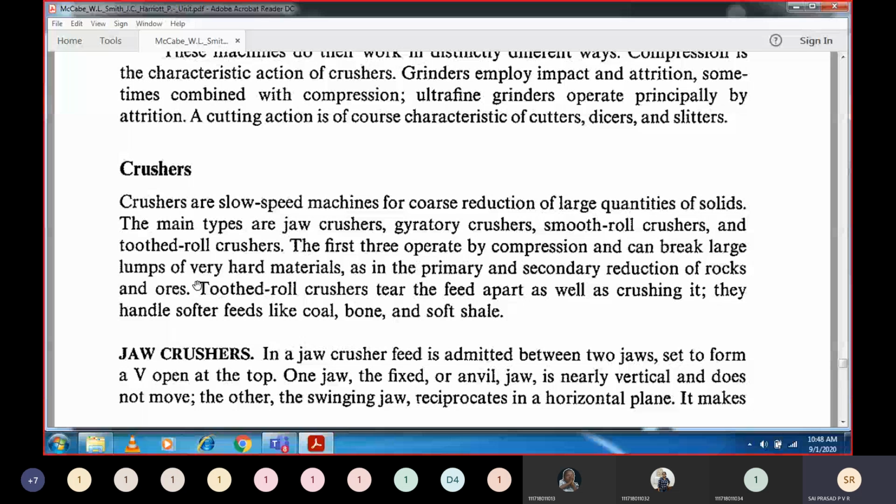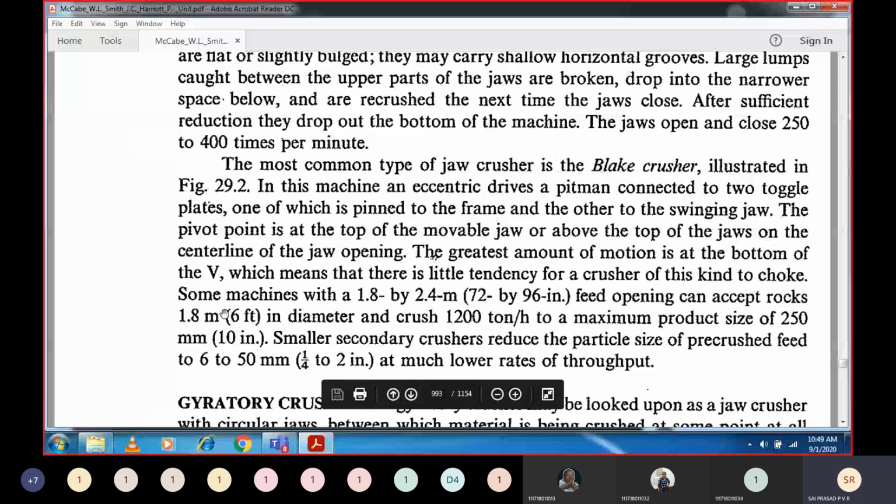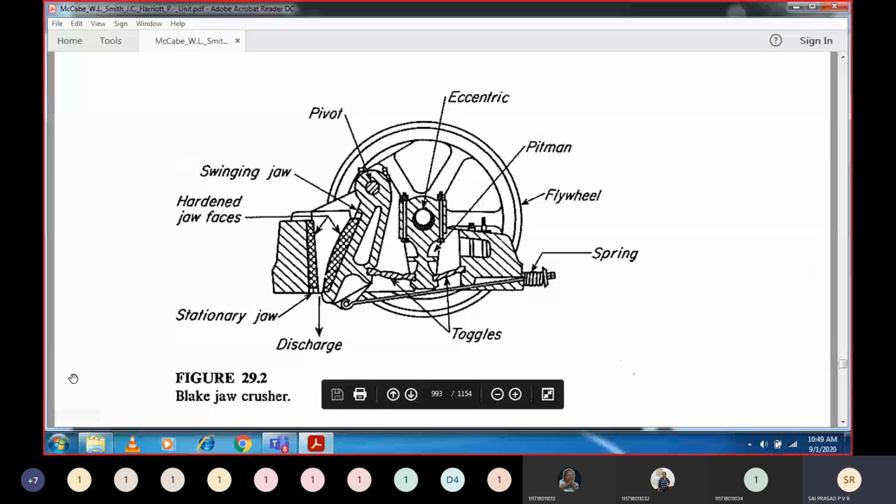Then let us see the first diagram of a jaw crusher. Before we see the jaw crusher itself, let us see its diagram, because this is the first diagram which you are supposed to draw in your laboratory record. So I will read the names for you. Blade type of jaw crusher.